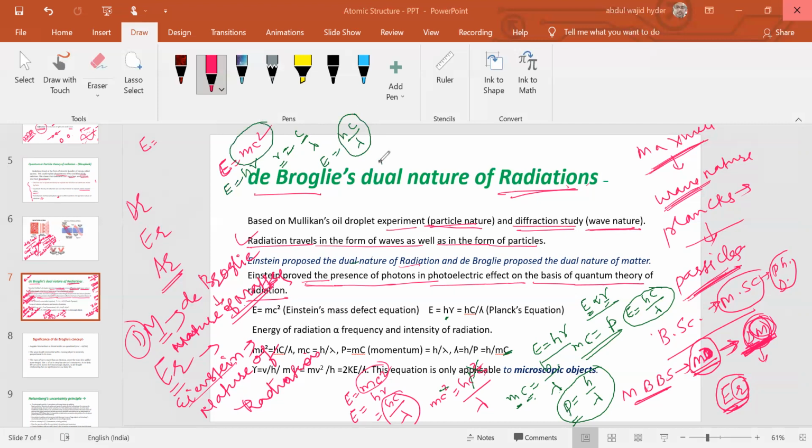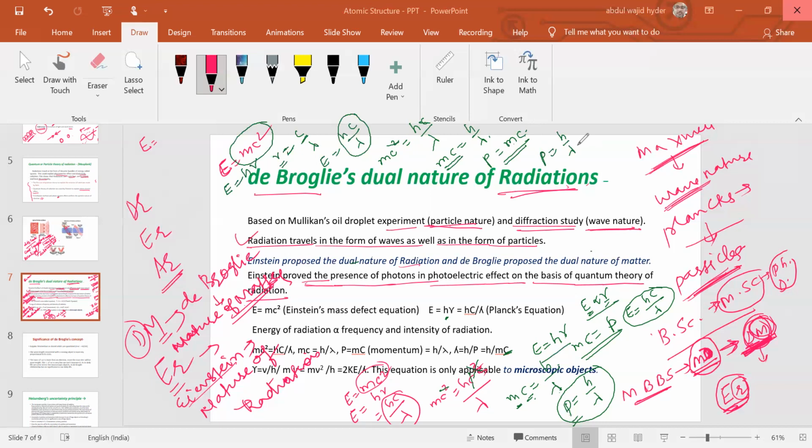So equate both of them. mc square is equal to hc upon lambda. C and C will be cancelled out. What we will get? mc is equal to h upon lambda. P is equal to momentum is equal to mass into velocity. So instead of mass and velocity, we will be writing momentum. So P is equal to h upon lambda. Now, is it clear?